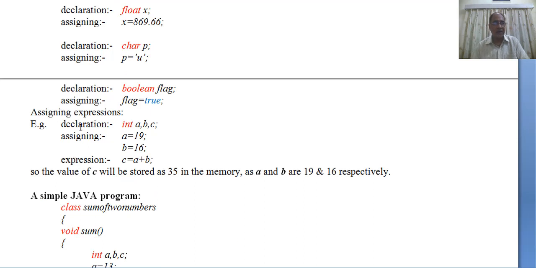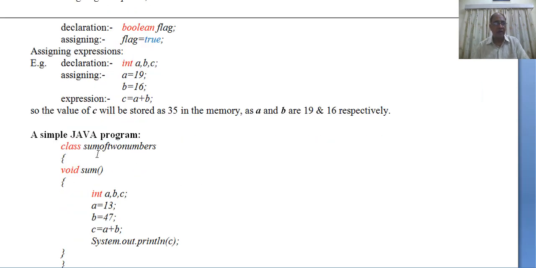Assigning expressions, declaration int a, b, c. Now three variables are there, a, b, c. We are assigning the values. a is equal to 19, b is equal to 16, c is equal to a plus b. So the value of c will be stored as 35 in the memory, and a and b are 19 and 16 respectively.